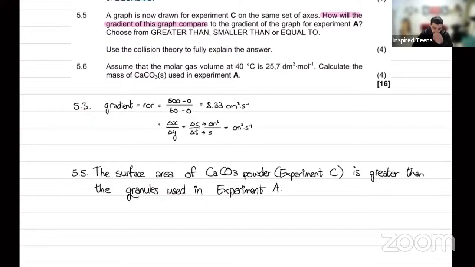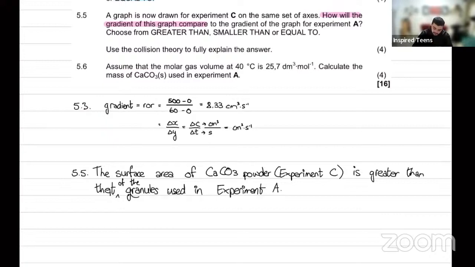The surface area of the calcium carbonate powder used in experiment C is greater than the surface area of the granules, doesn't matter, I think both make sense, greater than that of the granules used in experiment A. That's the first part. We mentioned the factor. We described the relationship, or which one has a higher surface area compared to which one in the certain experiments. We said that this one has a higher surface area than that one.